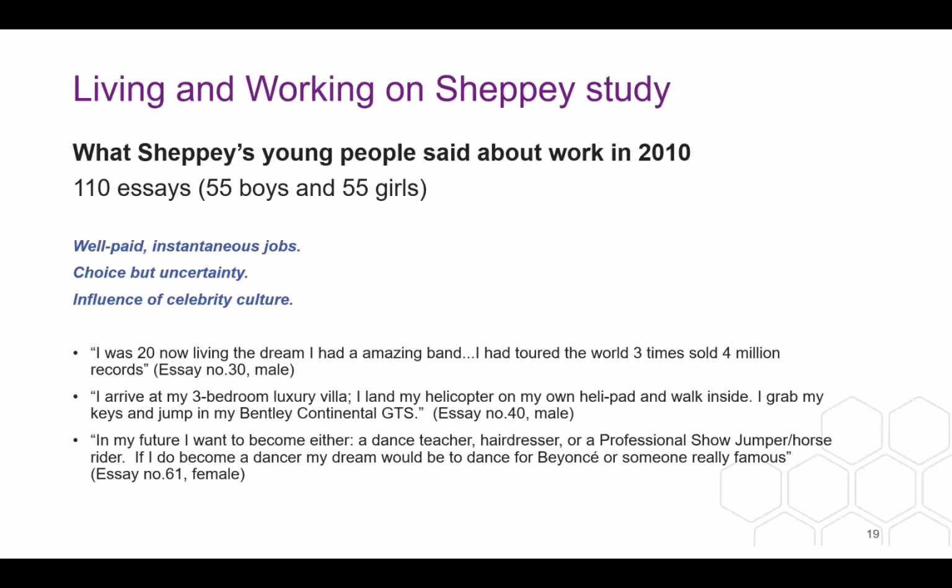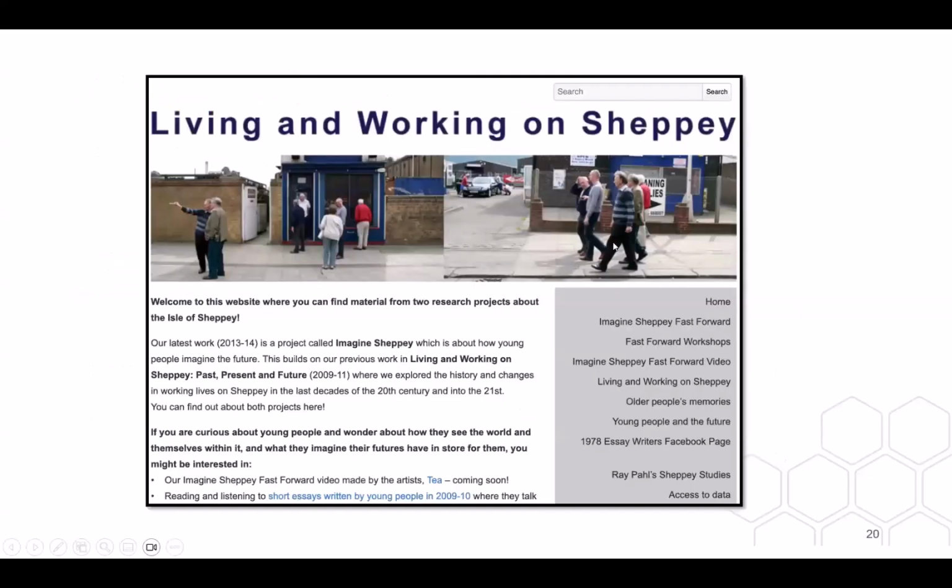So you can see how young people in 2010 had a very different view of the world from young people in the late 1970s. So one boy had written that he had an amazing band and toured the world 3 times and sold 4 million records. Another thought he'd like to own a 3-bedroom luxury villa, a helicopter, and a Bentley. And finally, the girl at the bottom who wanted to be anything from a dancer to a hairdresser to a horse rider. And if a dancer, her dream would be to dance for Beyonce or someone really famous. So quite a shift in possibilities for young people today.